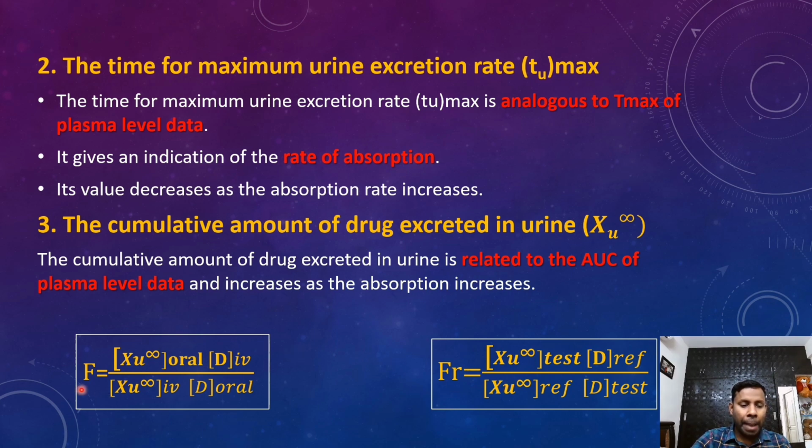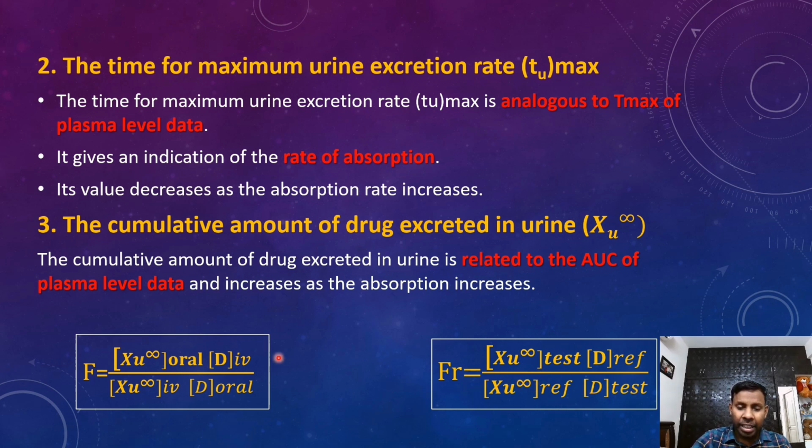F is for absolute and FR for relative bioavailability. So here the formula is also same like plasma data, only in place of AUC here we are writing XU infinity. So F is equal to XU infinity oral into dose IV divided by XU infinity IV into dose oral. Similarly, the relative bioavailability is XU infinity test into dose reference divided by XU infinity reference into dose test.